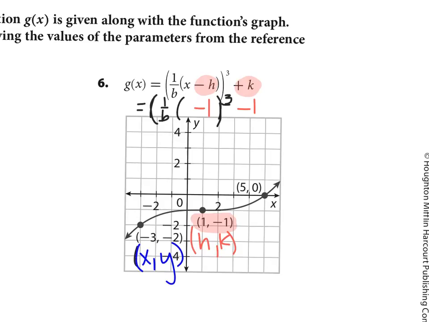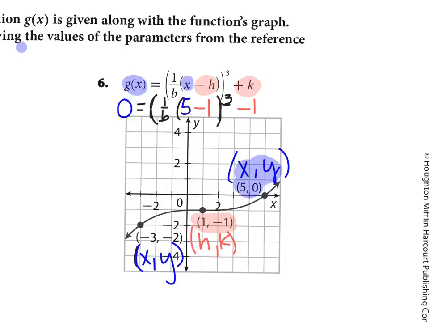So I need to use one of these. Does it matter which point I use? Which point would you rather use? I would rather use 5, 0 as well. 0 is a much better number than negative 3 and negative 2. So if we can opt for anything with 0 and 1, that's always the best bet. So for x, I'm going to plug in which of these numbers? 5. And then for y, I'm going to plug in 0. So I took x and y, or x and g of x, came from this ordered pair here.